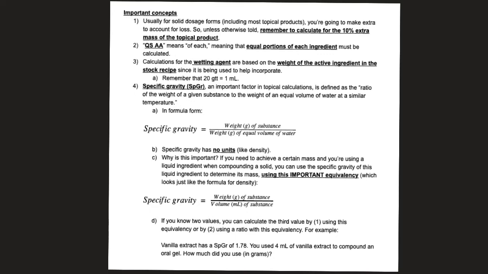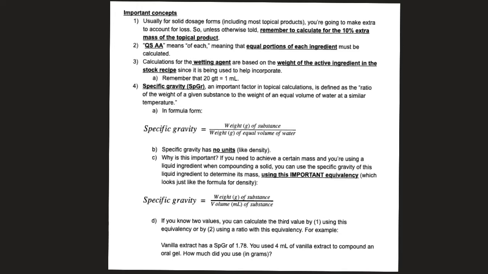And it's important because if you need to achieve a certain mass, let's say the prescription that you need to compound calls for 60 grams of a compound, and you're using a liquid ingredient to compound a solid, then you need to know the mass of the liquid ingredient, because you can't add up grams with milliliters to give you the 60 grams. That doesn't work out unit-wise. So to get from grams plus milliliters to 60 grams, you need to use a specific gravity, where you can convert the milliliters of that substance to grams using this important equivalency.